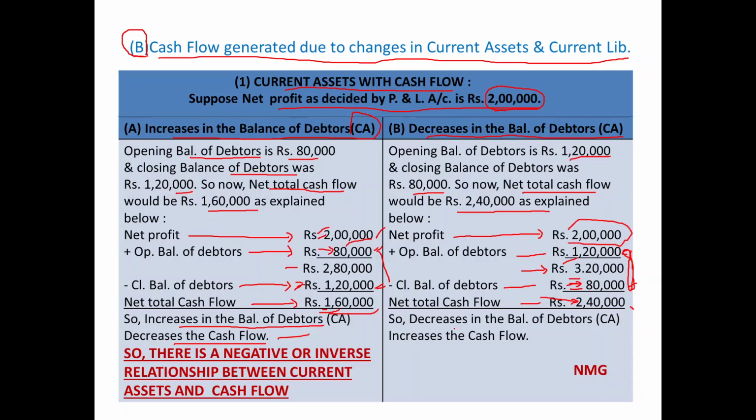So can we say decreases in the balance of debtors, that is current assets, increases the cash flow. Over here on the right hand side, it was increases in the balance of debtors, decreases the cash flow. Over here, decreases in the balance of debtors, increases the cash flow. So ultimately, there is a negative or inverse relationship between current assets and cash flow. It applies to each and every component of the current assets given in the question.